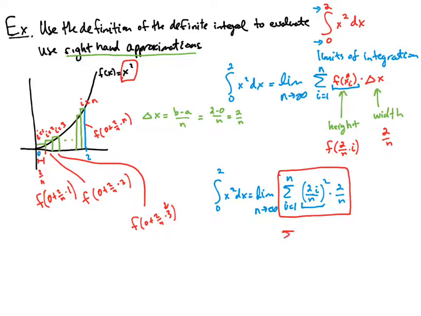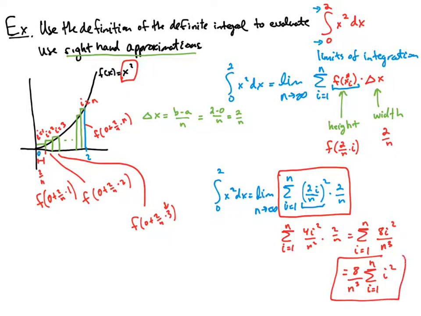So I'm just going to be dealing with what's in the box here. Let's multiply some stuff out. I'm going to have 4i squared over n squared times 2 over n, and that gives me 8i squared over n cubed. Now, n is some value. We don't know what that value is, but it's a constant. So I can factor out that n cubed. I can also factor out the 8. So I'm left with 8 over n cubed times sigma i from 1 to n of i squared.